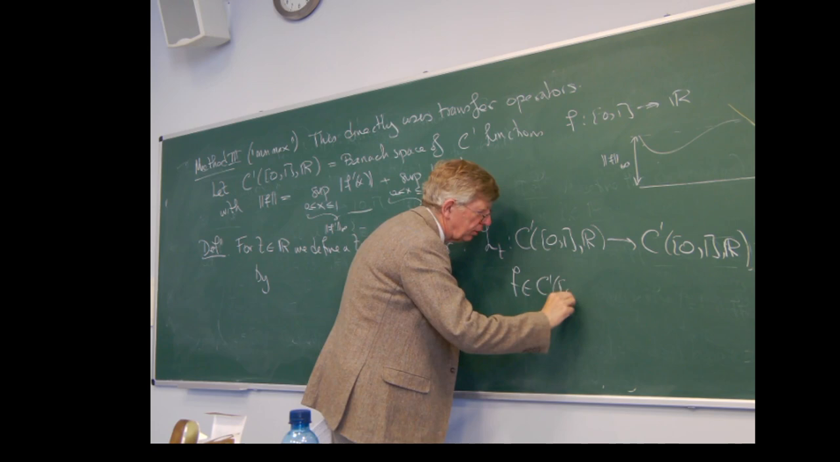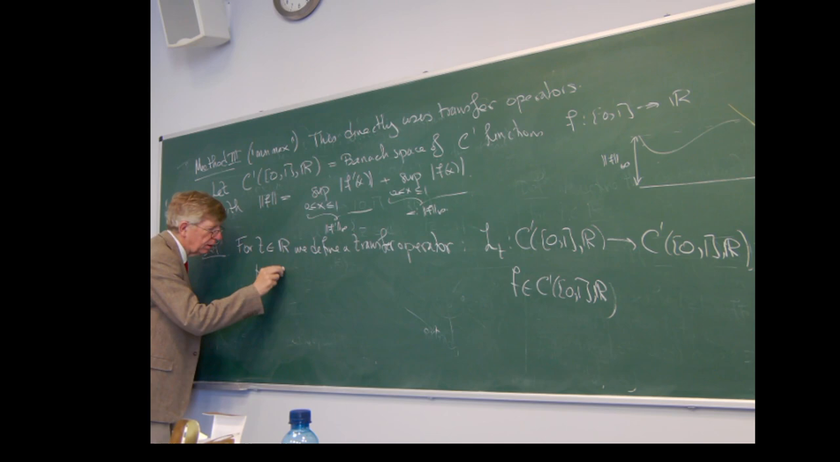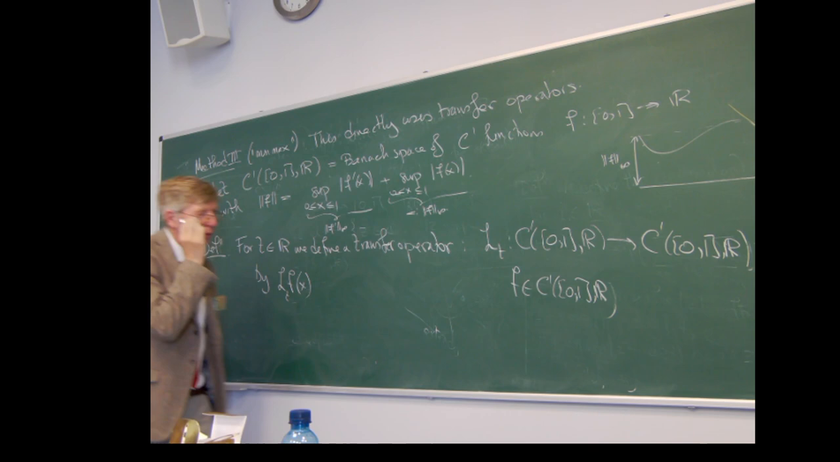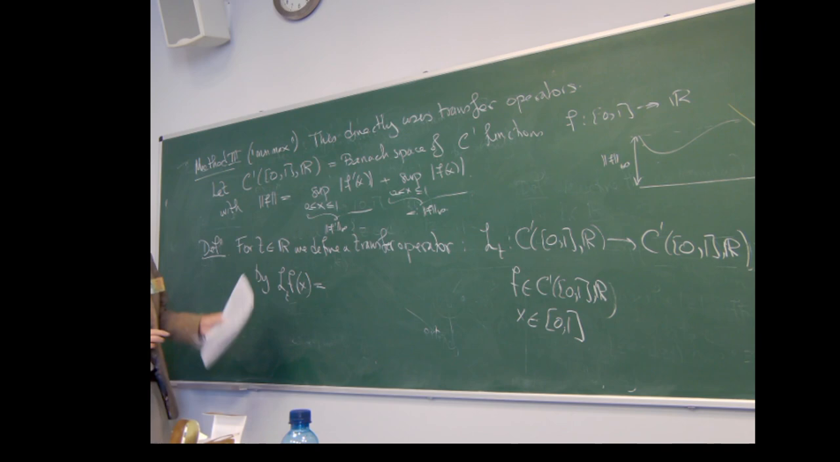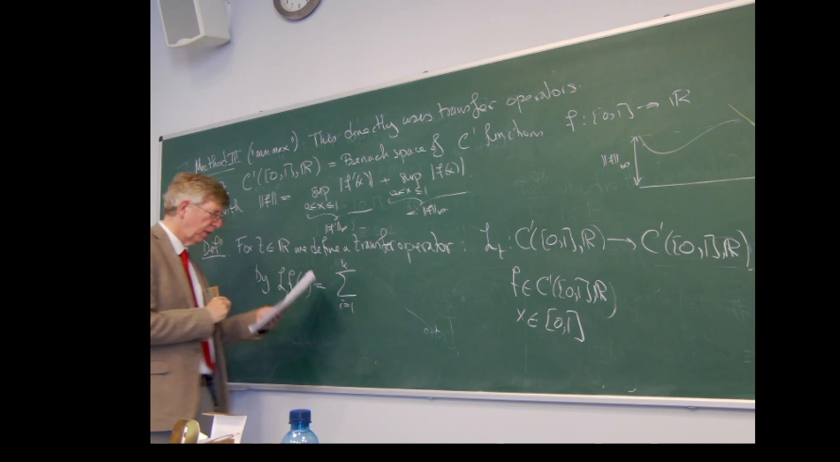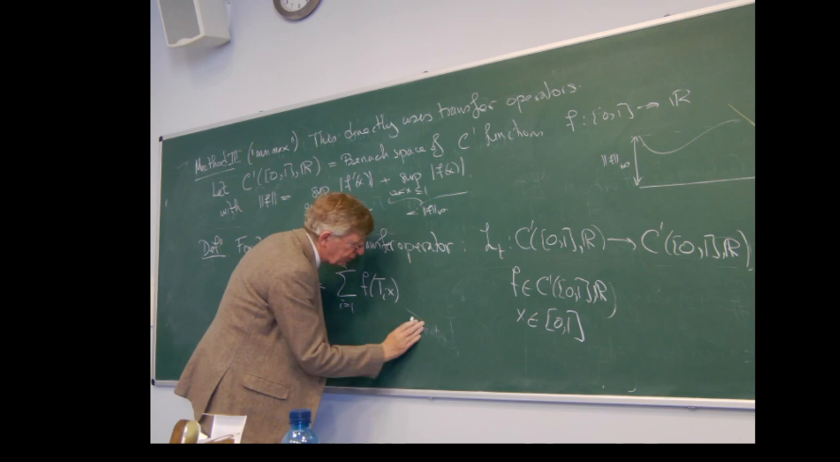And then I apply my operator, and at a point x in the interval, I just average over the images of the point x under my contractions. So if you recall some time back, I had k contractions on the unit interval. And so what I do is I look at f(t_i(x)), so it's the same function but evaluated at these k different points.